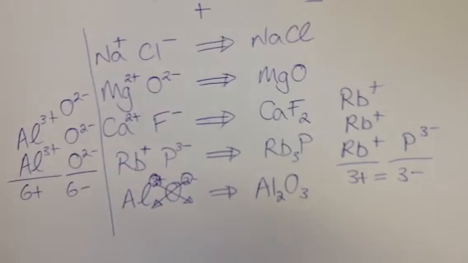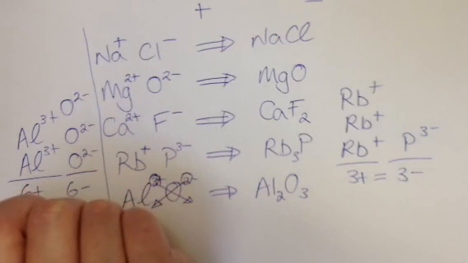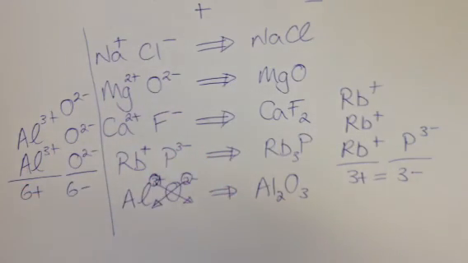Okay, so that's how we write formulas of ionic compounds. Remember, they form from a metal and a non-metal, and the aim of the game is to get a net charge of 0.